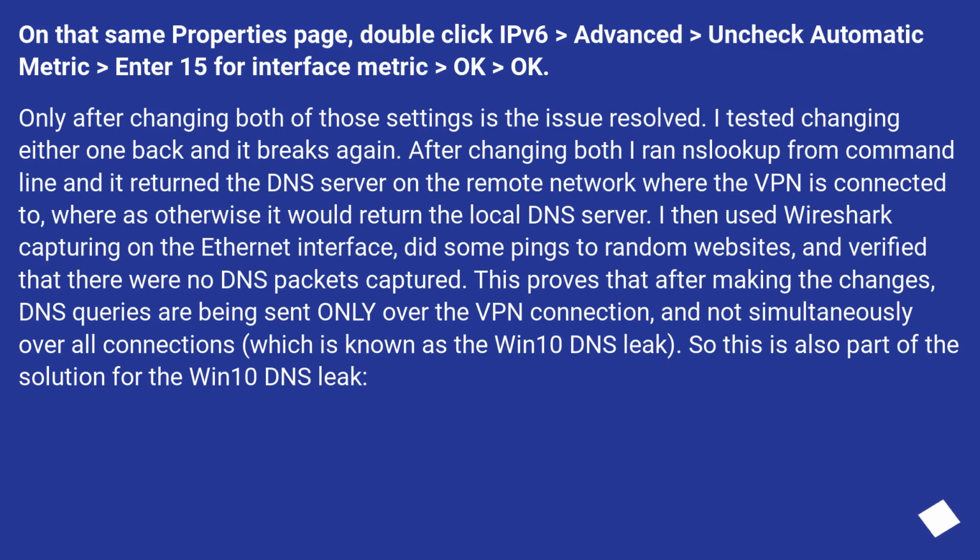After changing both, I ran nslookup from the command line and it returned the DNS server on the remote network where the VPN is connected, whereas otherwise it would return the local DNS server. I then used Wireshark capturing on the Ethernet interface, did some pings to random websites, and verified that there were no DNS packets captured. This proves that after making the changes, DNS queries are being sent only over the VPN connection, and not simultaneously over all connections, which is known as the Win 10 DNS leak. So this is also part of the solution for the Win 10 DNS leak.